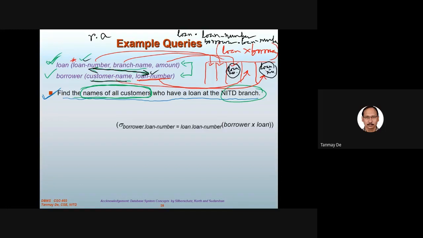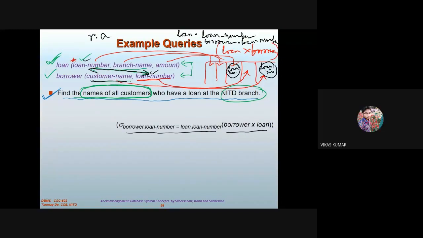That is, we perform the Cartesian product of this, and from that which rows can we pick up? We pick the rows where borrower dot loan number and loan dot loan number match. If both loan numbers match, that means they can refer to both tables. Is it not? Otherwise, the loan number of one customer would be associated with the loan number of another customer. So the loan number can associate with the correct customer. For that we need to check this condition. So this can give us an output.